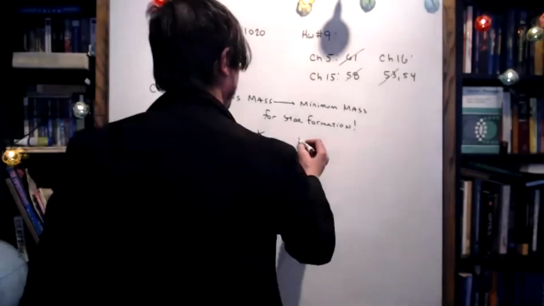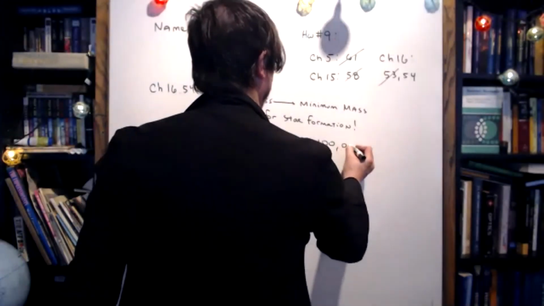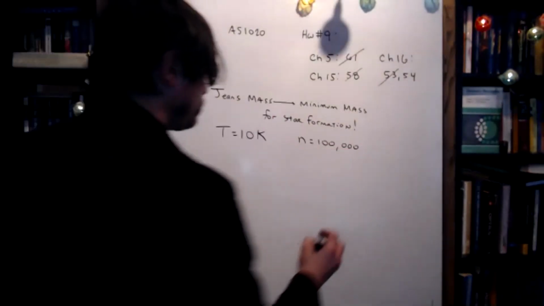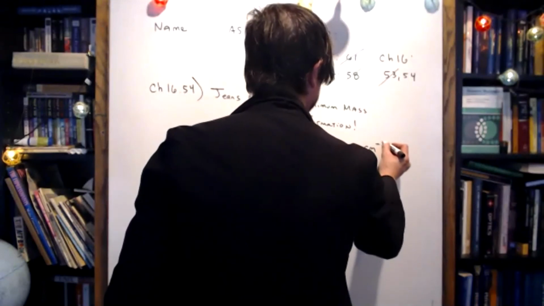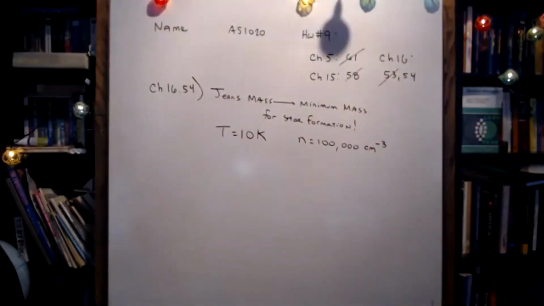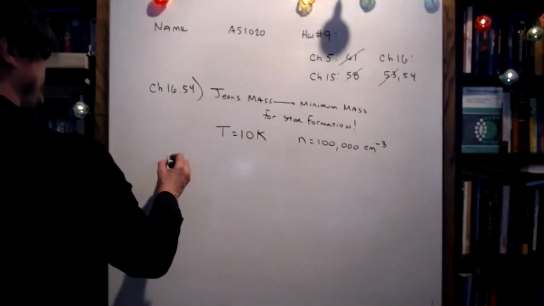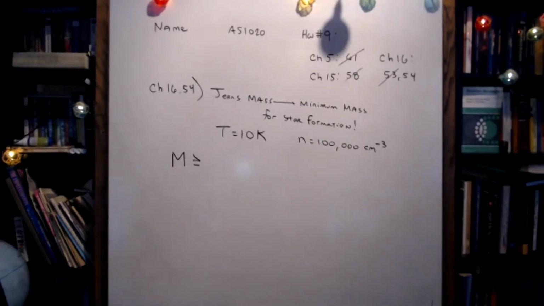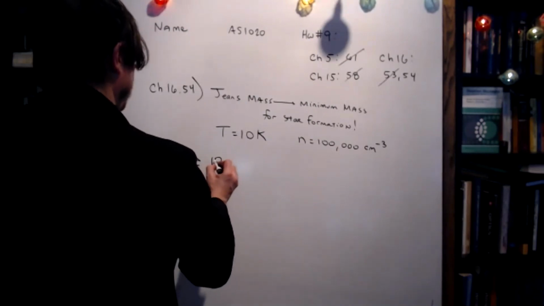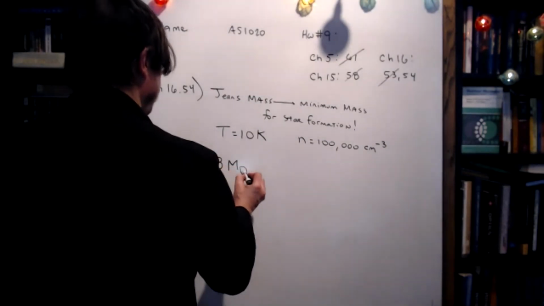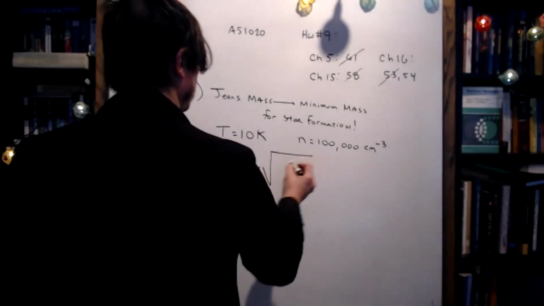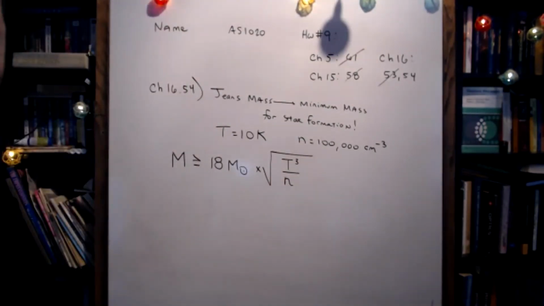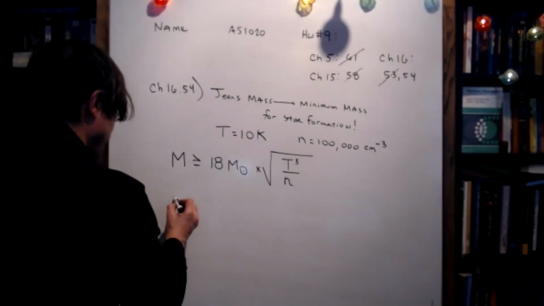So the number density here is 100,000. Remember how we write this? We can write particles per cubic centimeter as centimeters to the -3. The Jeans mass formula tells us that the mass the cloud must have to form a star is greater than 18 times the mass of the sun times the square root of T cubed over the number density.